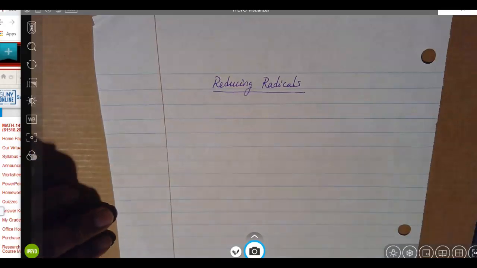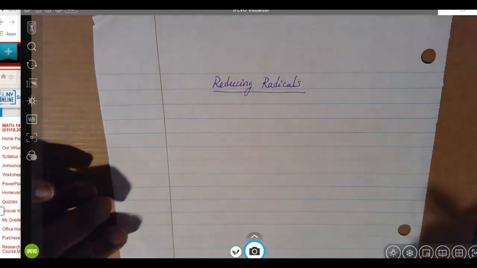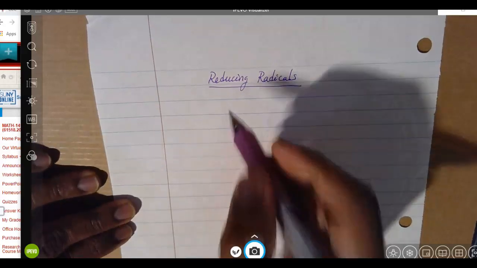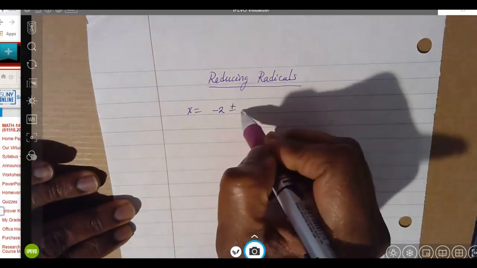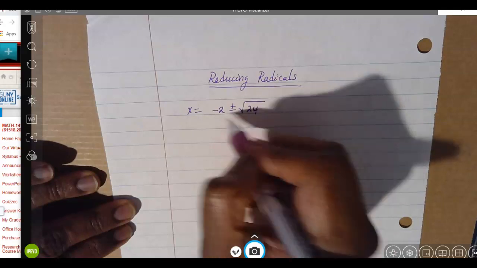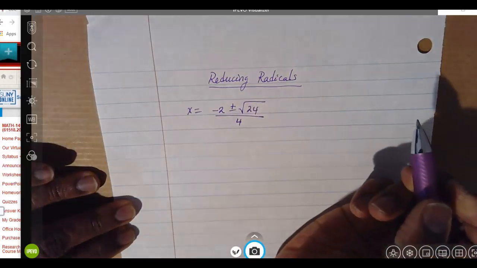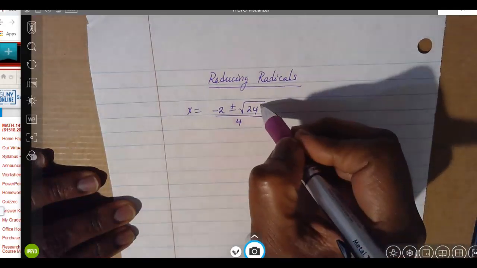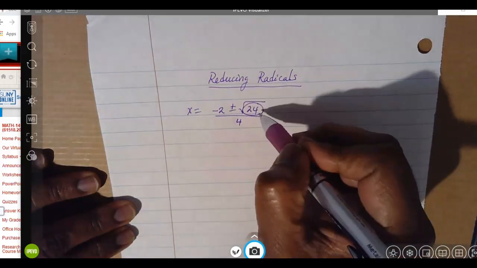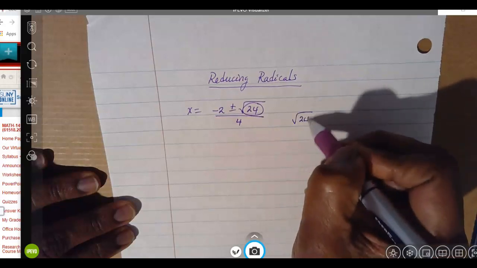When you're solving a quadratic equation using the quadratic formula, often you end up with a solution that looks like this, let's say, -2 plus or minus the square root of 24, all divided by 4. And I usually say in my question that you need to simplify your radical. What exactly does that mean?